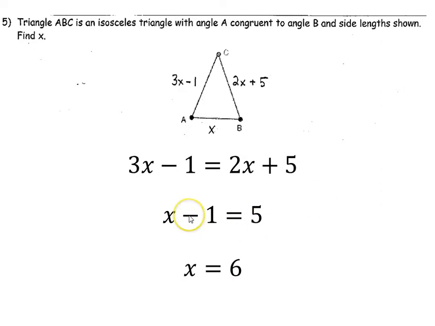By adding 1 to both sides, the negative 1 goes away, and 5 plus 1 is 6. So when we have to find x, x is 6.